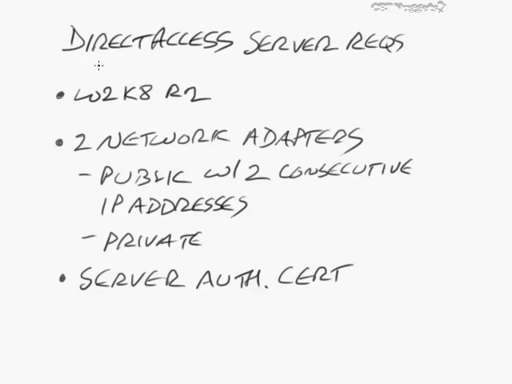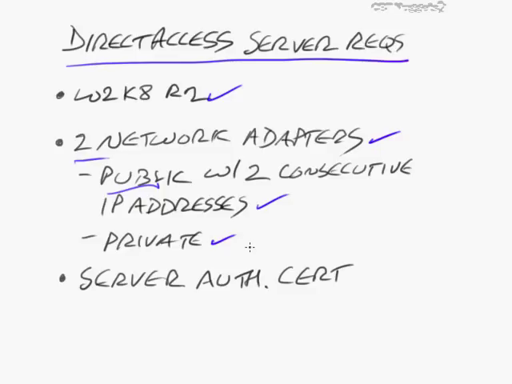And then for the server side of this, you're going to need to have Windows Server 2008 R2 only. You'll have 2 network adapters in this. One of the network adapters is going to have public addresses on it, so it's going to have 2 consecutive public IP version 4 addresses on it, and then the other one will be just a private one connected to your internal network. And that's common with any VPN, regardless of whether you're using Direct Access or something else. One of them will connect to the internet, and the other network adapter will connect to the private network.